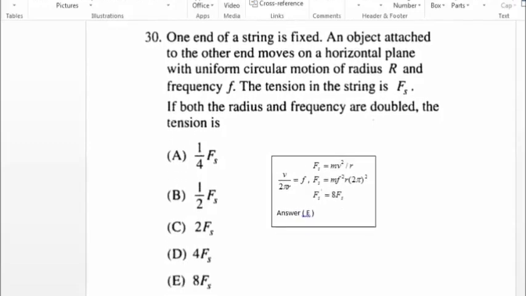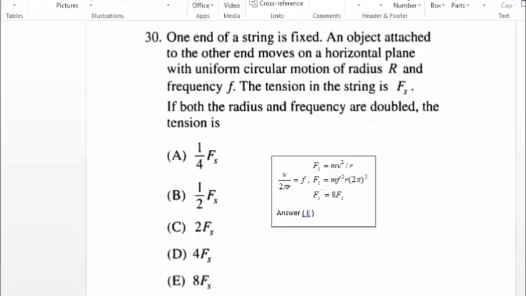One end of a string is fixed as an object attached to the other end moves on a horizontal plane with uniform circular motion of radius r and frequency f. The tension in the string is Fs. If both the radius and frequency are doubled, the tension is? So here the tension in the string provides the centripetal force for the object to move. So Fs is equal to mv squared by r.